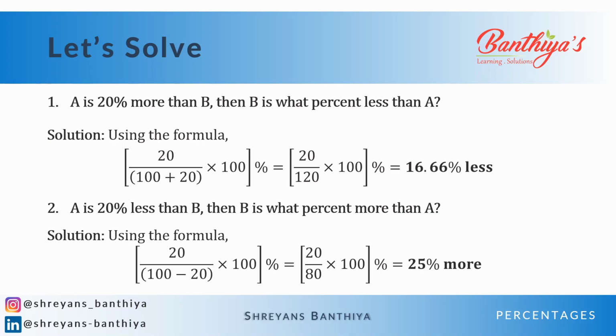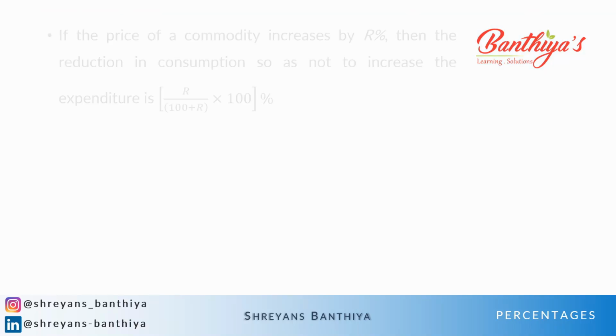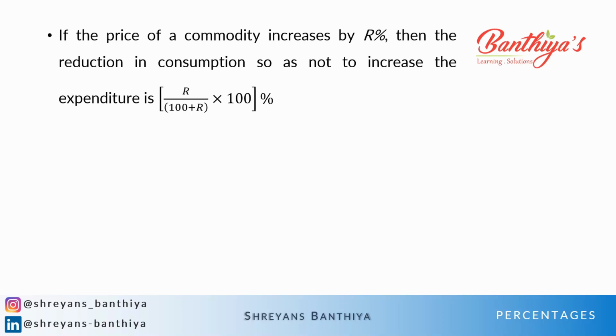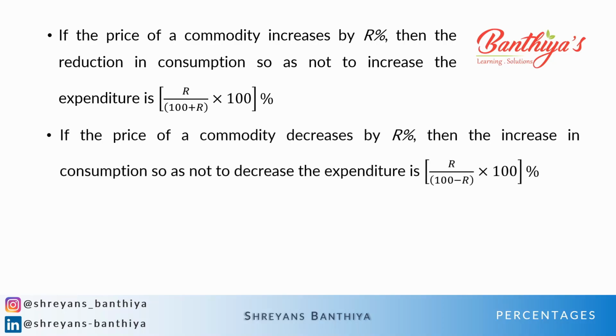Now let's understand a similar concept. If the price of a commodity increases by R%, then the reduction in the consumption so as not to increase the expenditure is R divided by 100 plus R into 100%. Now, have you seen this formula? Yes. The earlier formula that we have seen is the same. So here the point is that the language can be changed anyhow. Now let's see the second example as well.